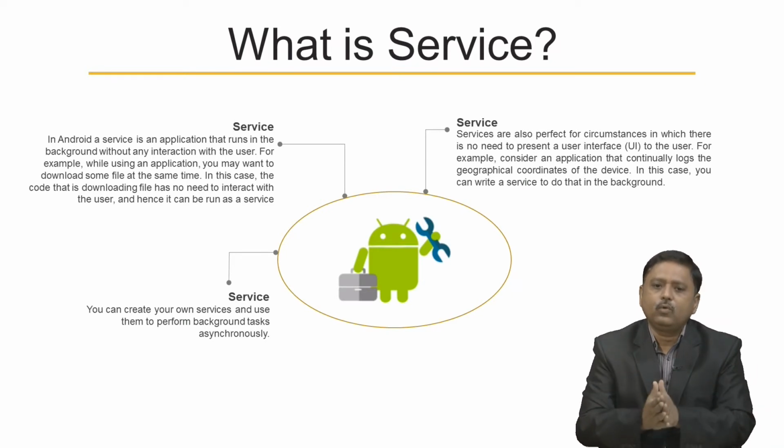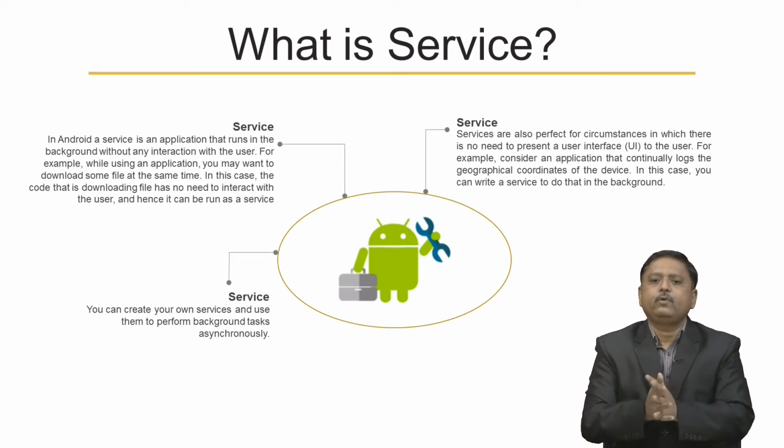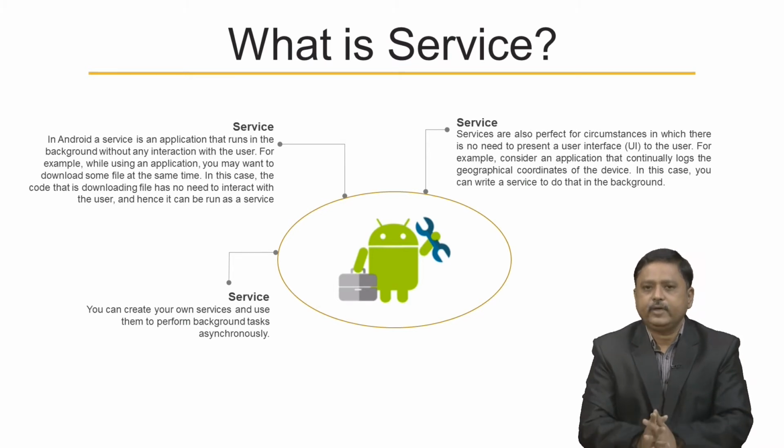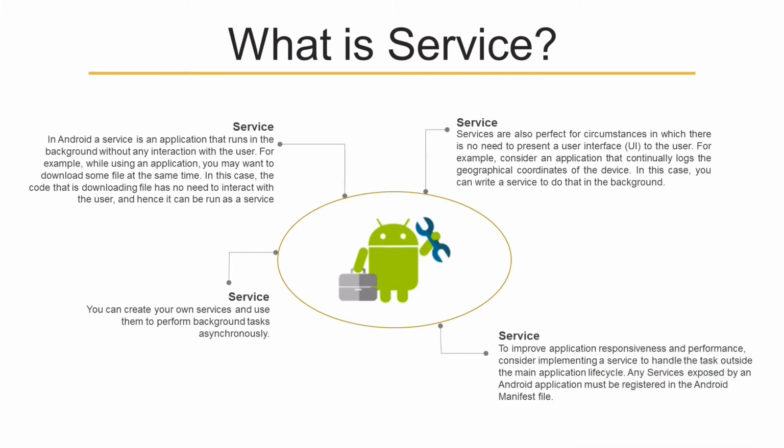You can create your own service and use them to perform background task asynchronously. To improve application responsiveness and performance, consider implementing service to handle the task outside the main application lifecycle. Any services exposed by an Android application must be registered in the Android manifest file. So, like activity, we must register service in Android manifest file.